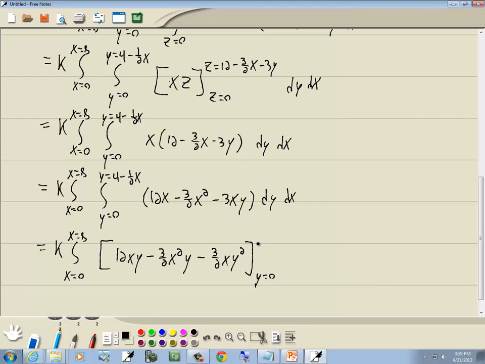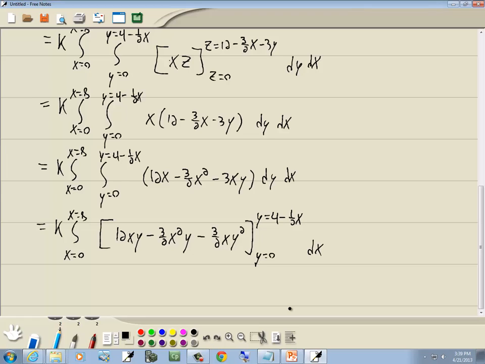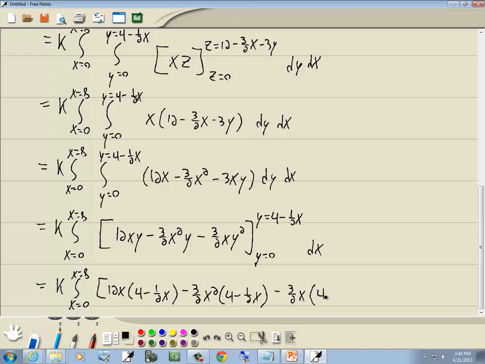From y is equal to 0 to y is equal to 4 minus 1/2 x. Now again, it doesn't do me good to plug in y equals 0 because all of it drops away. So that gives us x equals 0 to x equals 8. We'll plug this in for y. So we're going to have 12x times 4 minus 1/2 x minus 3/2 x squared times 4 minus 1/2 x minus 3/2 x times 4 minus 1/2 x squared, dx.